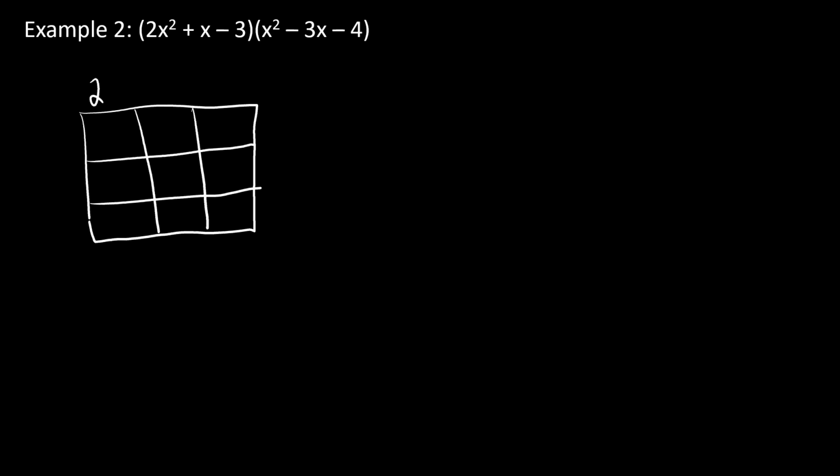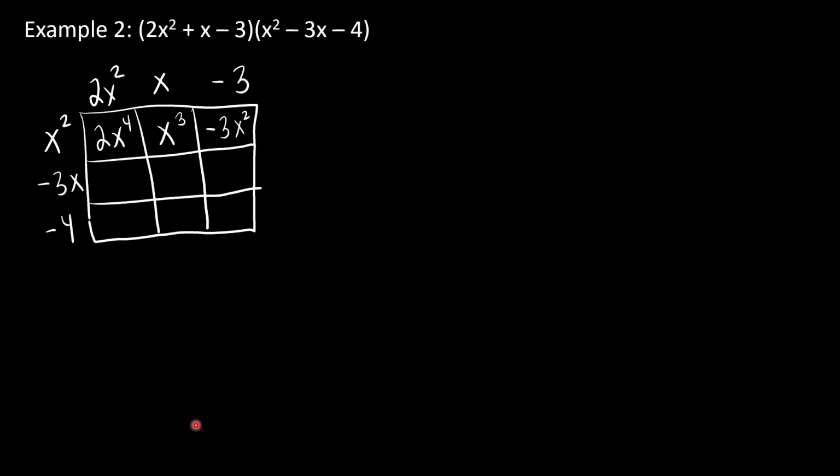And once again, you have a base. So 2x squared plus x minus 3. So we'll make that the base. And then the other dimension, the x squared minus 3x minus 4, is the height. And now we're just going to do all of the little multiplications and then add them up to get the total area. So 2x squared times x squared is 2x to the 4th. x squared times x is x to the 3rd. x squared times negative 3 is negative 3x squared.